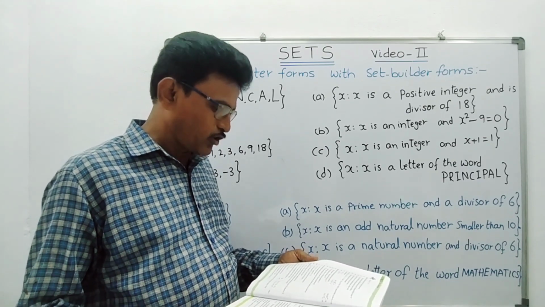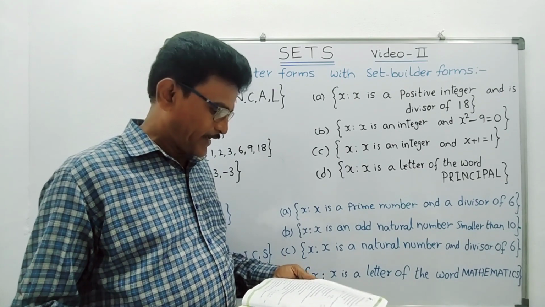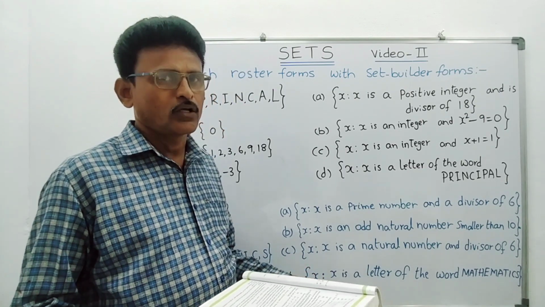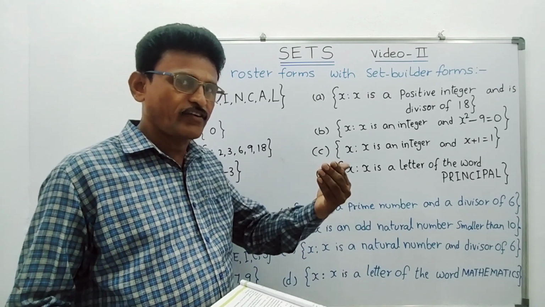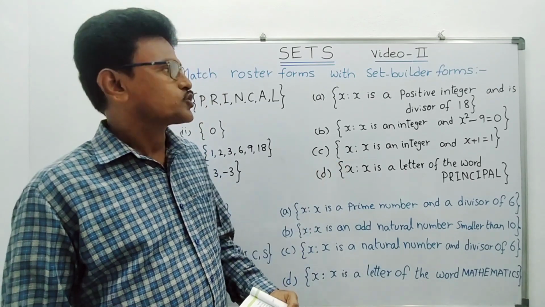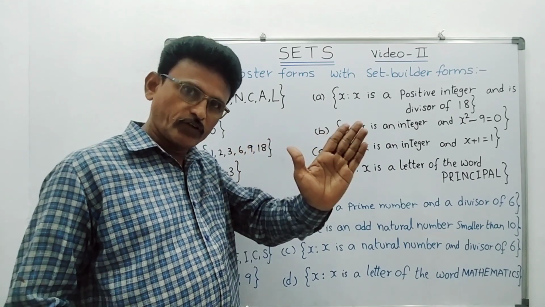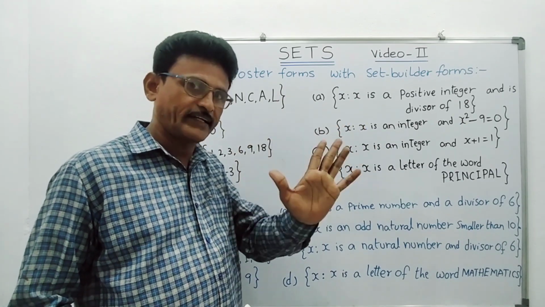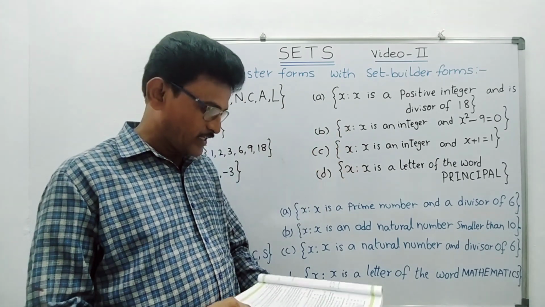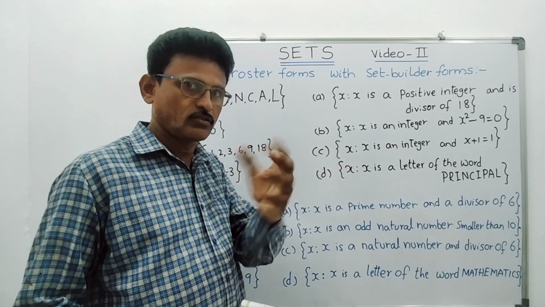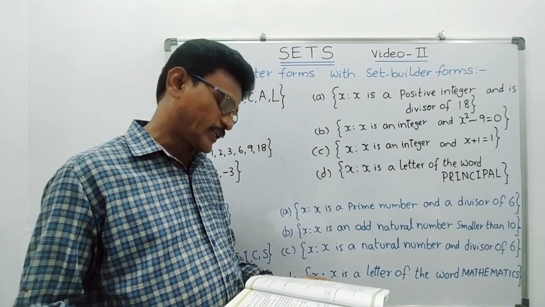See, write the following sets in roster form. A: x such that x is a natural number greater than 50 but smaller than 100. So what are the elements? Greater than 50, less than 100. So 51, don't write 50. 51, 52, 53, 54 up to 99. You write 99, don't write 100, because less than 100 is asked. 51, 52, 53, and so on. The final number 99 you can write.